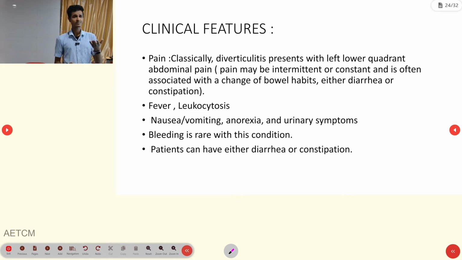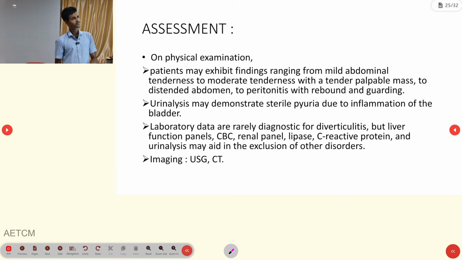So urinary symptoms mainly occur if any fistula happens between the sigmoid colon and the urinary bladder, then you will get pyuria, dysuria, and urinary incontinence. These things will be present because of UTI. And then bleeding is also one of the rare features with this condition, and then the patient has diarrhea or constipation.